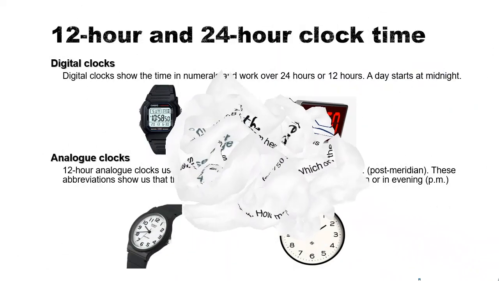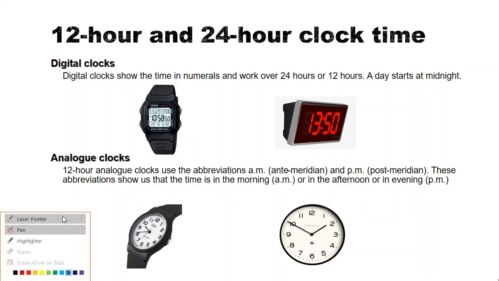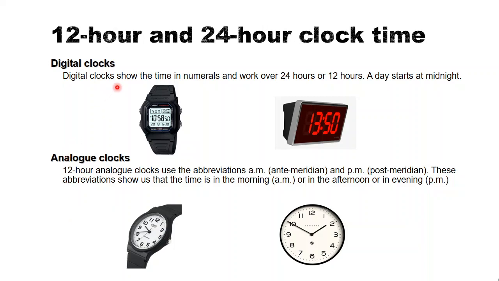Then let's move on with our lesson. Like I told you, we are going to look at measurement of time. Today we are just going to talk about 12-hour and 24-hour clock time. So now let's look at digital clocks. Digital clocks show the time in numerals and work in 24 hours or 12 hours. It's just up to you. You can set them in 24 hours or in 12 hours. They start at midnight.